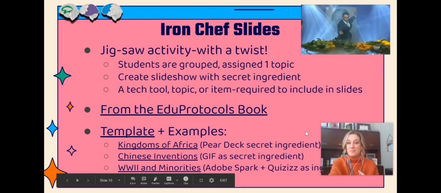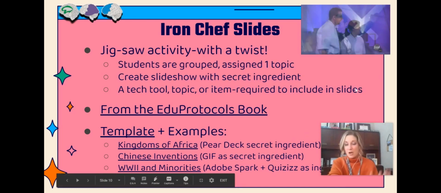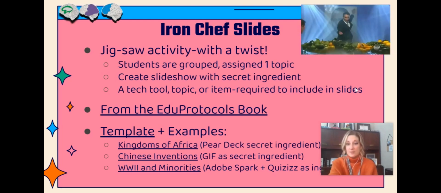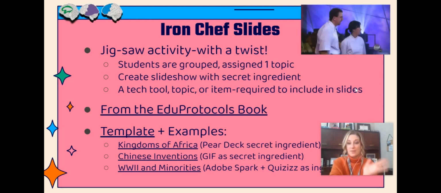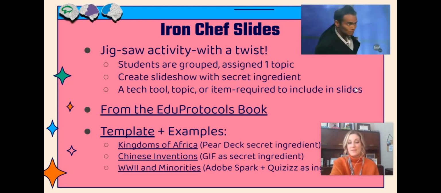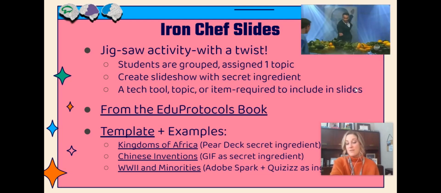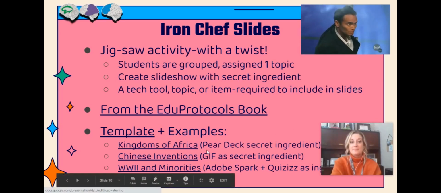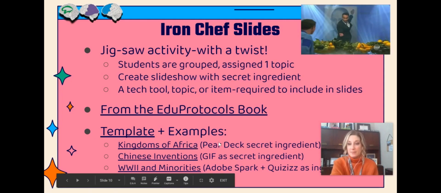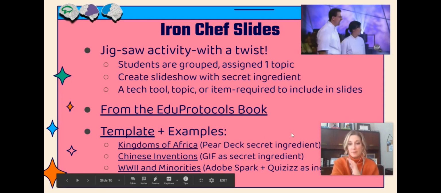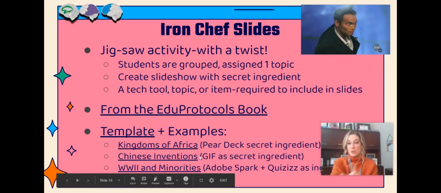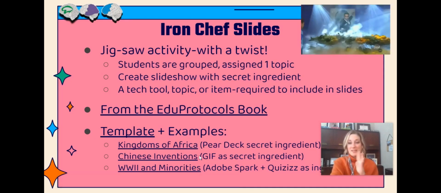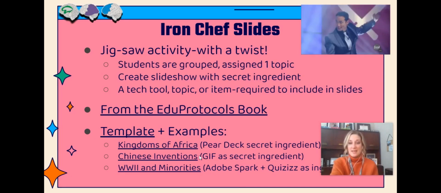So for some of the examples here, maybe the secret ingredient is a technology tool that they have to include. Maybe it's a certain type of content piece they have to include. Maybe they're assigned a specific vocab word and they have to use that in their presentation, or they have to come up with some type of activity that's interactive for the people who are watching their presentation when they present it. The examples here are all social studies ones, primarily because this is an activity that I had used with students, and I pulled these from other social studies teachers that I know have used them, but this could be applicable to other content areas as well.